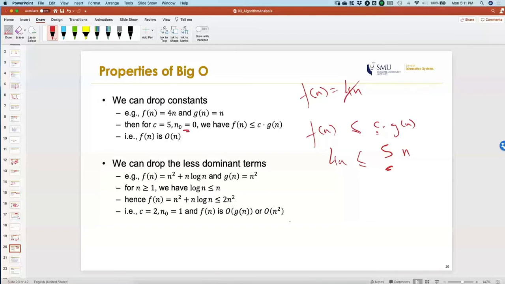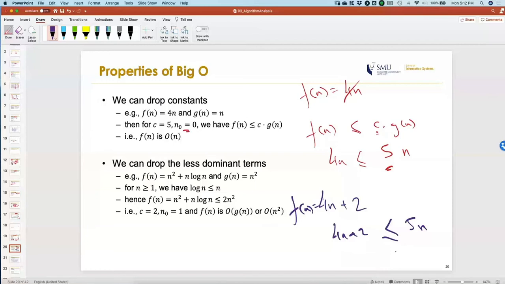Now, you can have a bit more complicated function. So instead of a constant in the multiplier, you can also have a constant in the addition. So I have a function that is Fn plus 2. Now, for 4n plus 2, is it always less than 5n? If my n is 1, for example, then 4n plus 2 is 6. 5n is 5, so 6 is not less than 5.